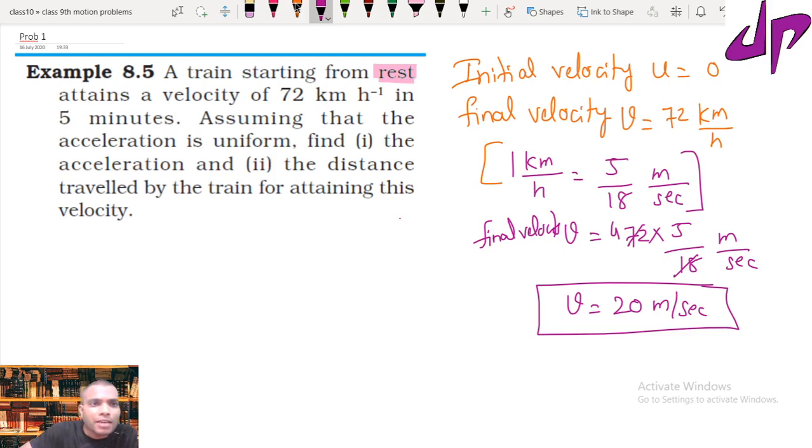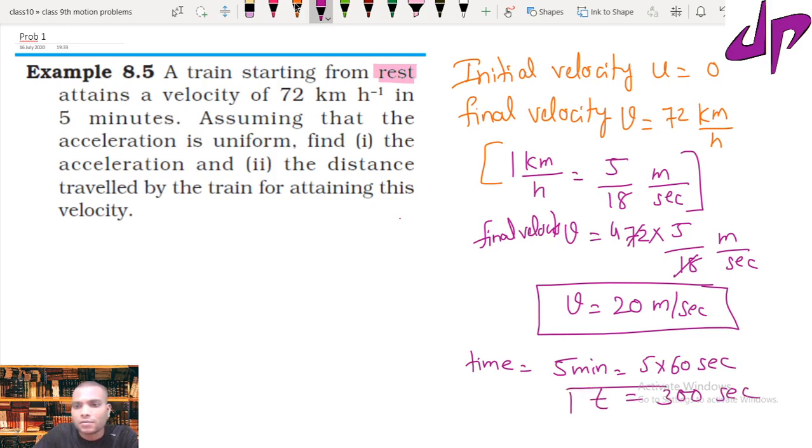And in the problem they have given time. So time equal to 5 minutes. So this we convert in seconds. 5 times 60 seconds, which equal to 300 seconds, which is t. So from the problem, first I need to find the acceleration.